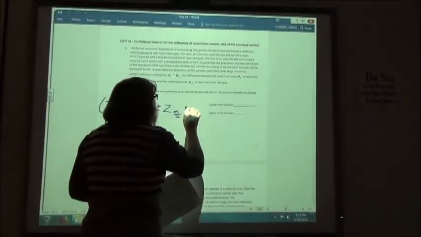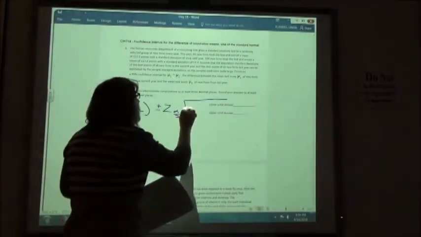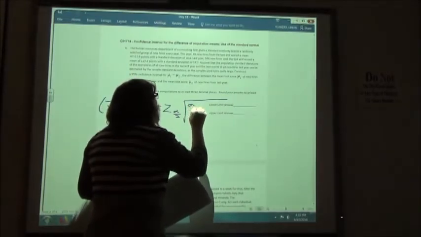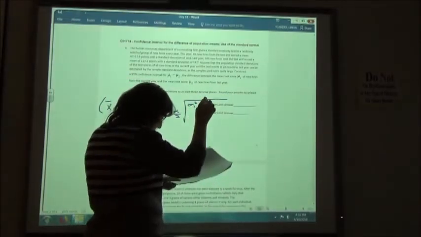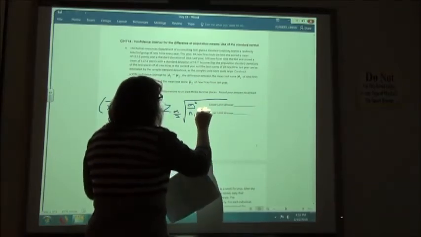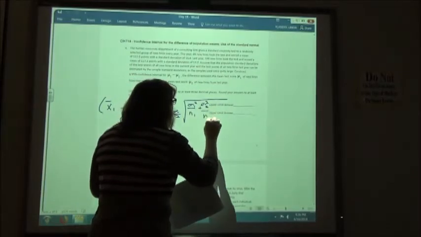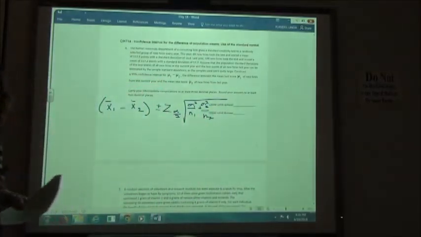And then I didn't leave myself enough room to write. Square root of the standard deviation squared of 1 over n of 1 plus the standard deviation squared of 2 over the n of 2.